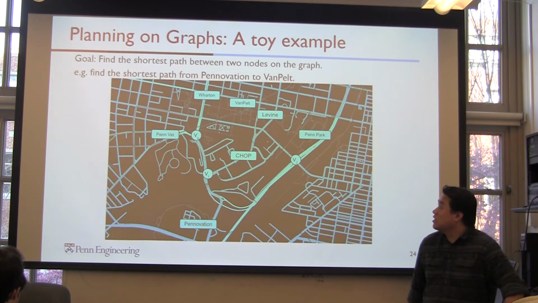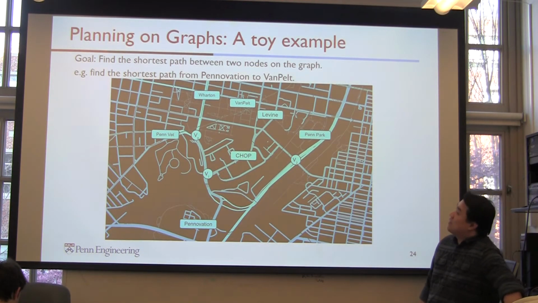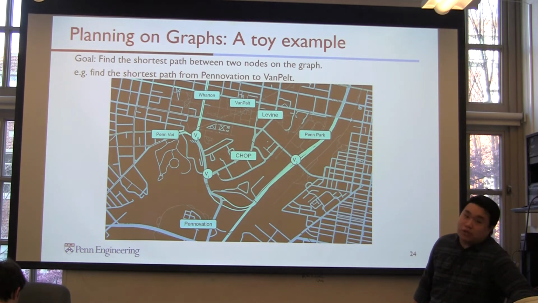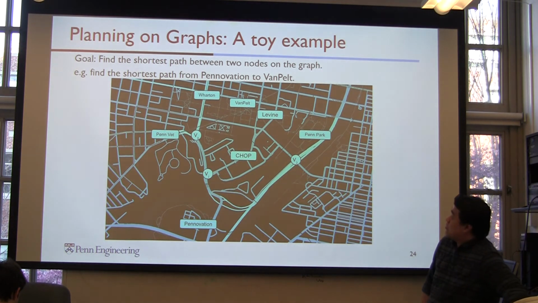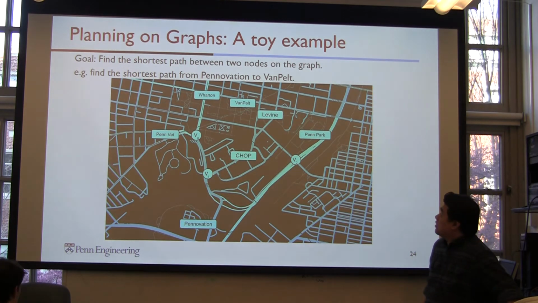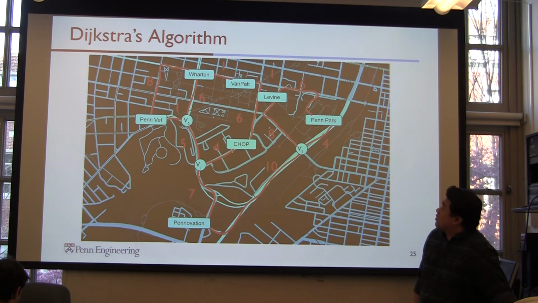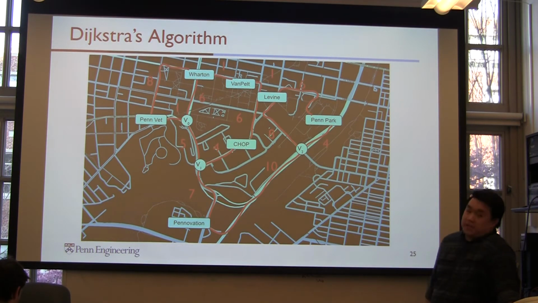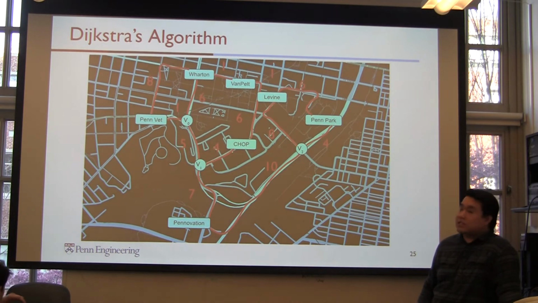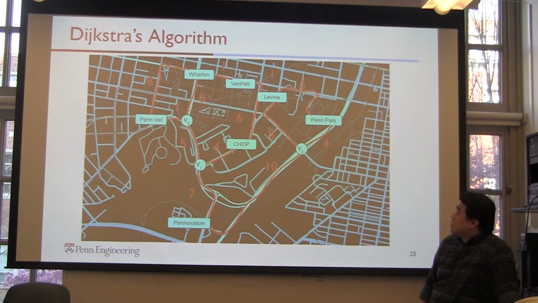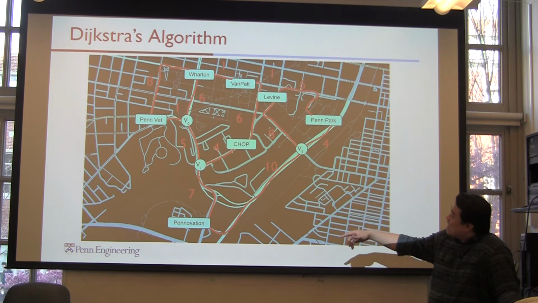All right, so a toy example: we're trying to find the shortest path from a node to another node on the graph, right? So for example, we're going from Pennovation to Van Pelt here. We're going to abstract this into a graph, basically construct all the edges between vertices, and then we're going to give each edge a cost. These are just arbitrary numbers, but they're based on the length of the edges.